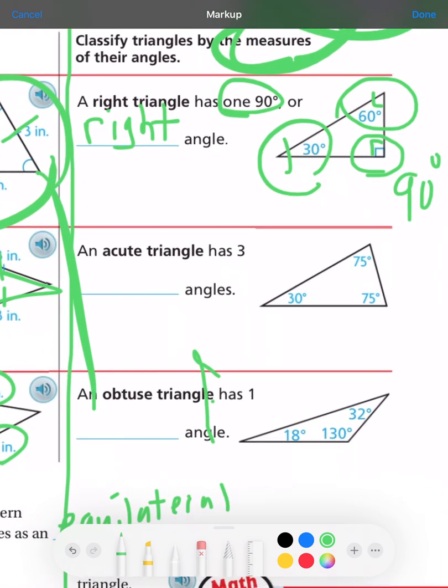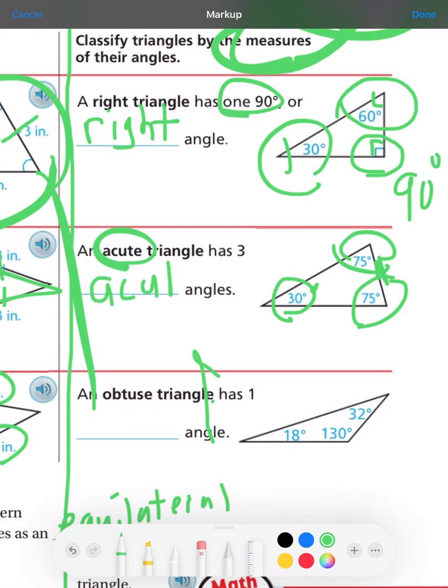An acute triangle has three, let's see. This one's 30. This angle is 75. This angle is 74. These two are the same. And this one's 30. Well, they're all less than 90 degrees, and this is an acute triangle. So they're talking about three acute angles. Three acute angles? It's an acute triangle.